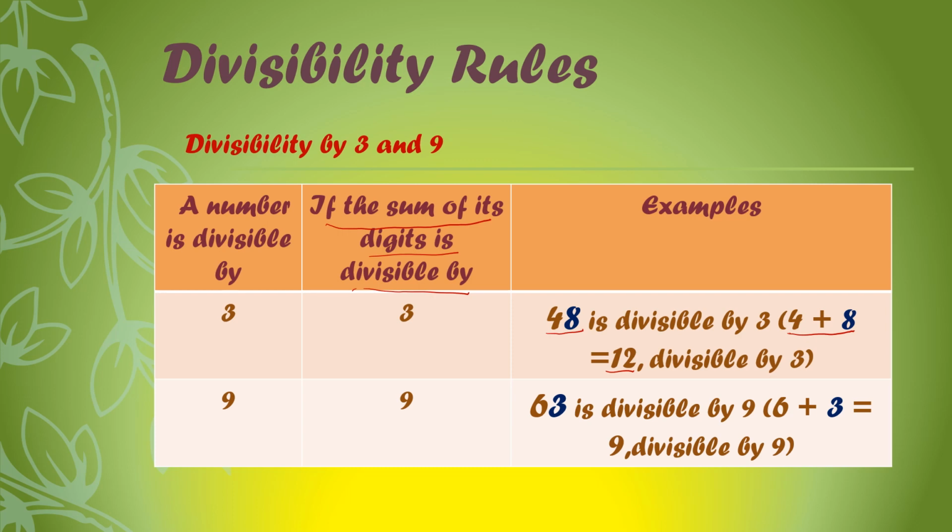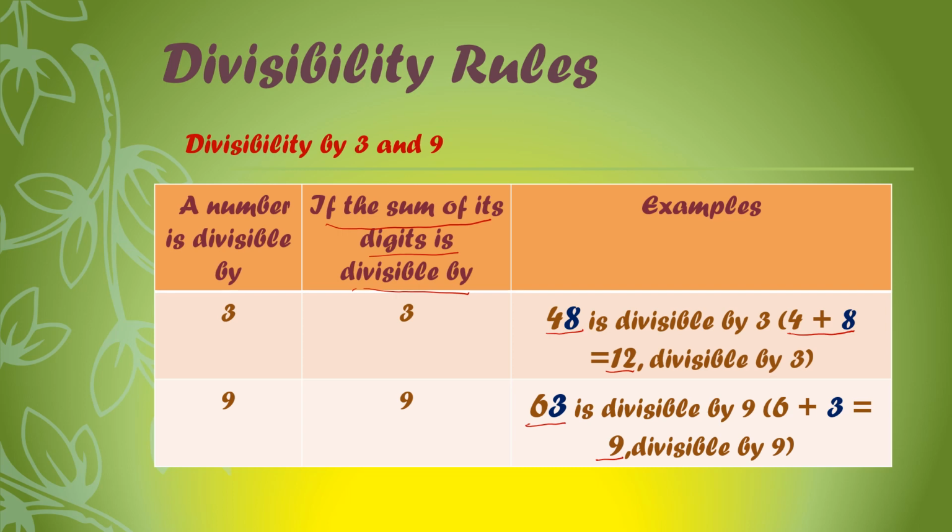Okay. Similarly, divisible by 9. When will a number be divisible by 9? If the sum of its digits is divisible by 9. For example, take 63. Now in 63 we have two digits, 6 and 3. We will add them and obtain 9. 6 plus 3 is 9. And since 9 is divisible by 9, therefore 63 is also divisible by 9.